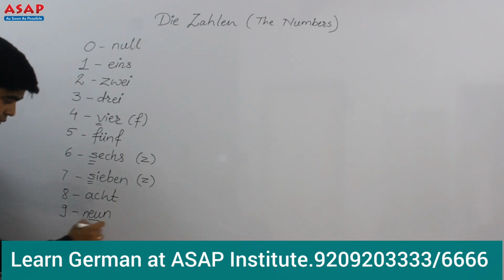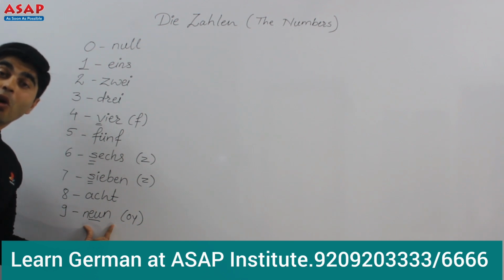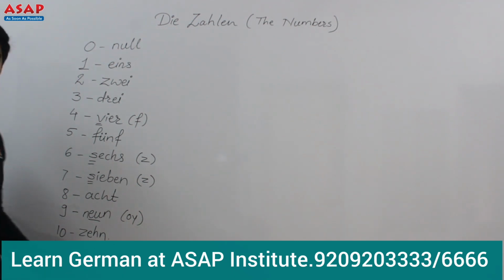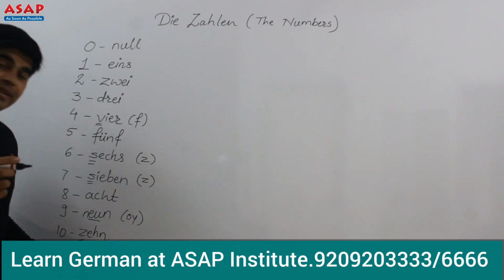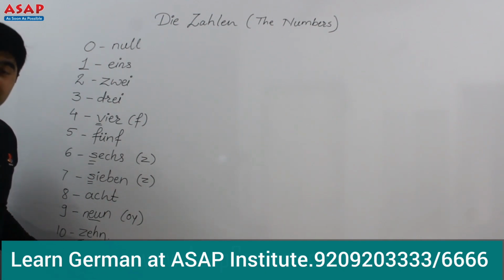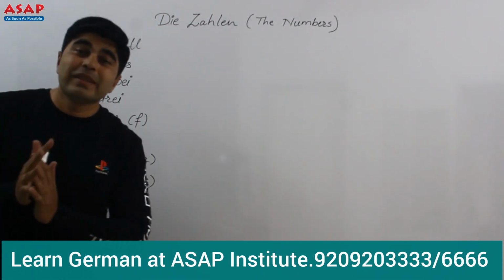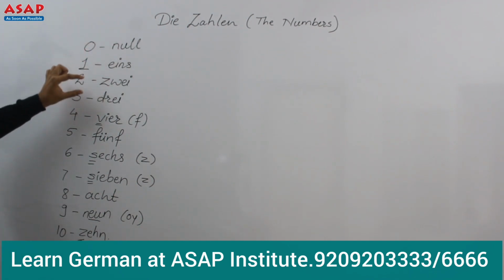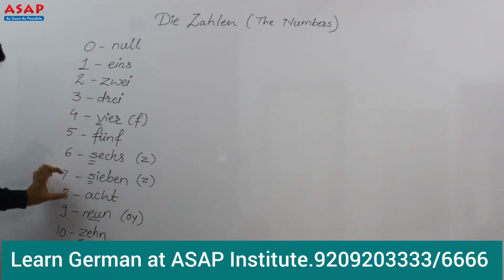So here, EU, this sound, is pronounced as oi, so it becomes neun, and then 10. Zehn. Z is pronounced as z sound, so it is not exactly z or ch. Zehn. Okay, so let's count them once again. 0 to 10: null, eins, zwei, drei, vier, fünf, sechs, sieben, acht, neun, zehn.